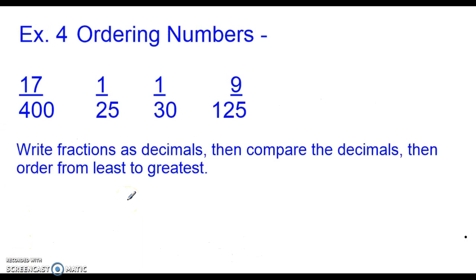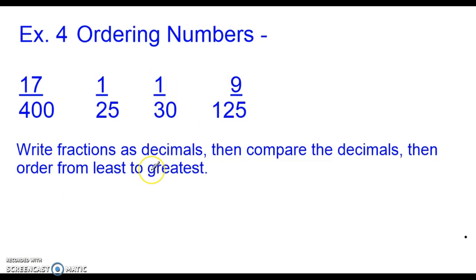Okay, so for this type of problem, you have 4 different fractions that we need to order from least to greatest. Now, when you're looking at these, you might not be able to find a common denominator quickly. So another way that you could approach this problem would be to turn each of these fractions into decimals. So what I want you to do is pause the video and turn each one of these fractions into decimals.